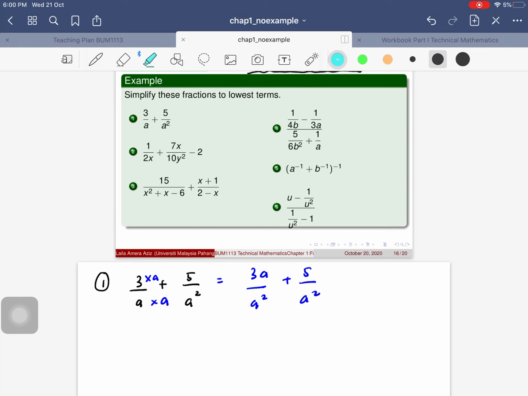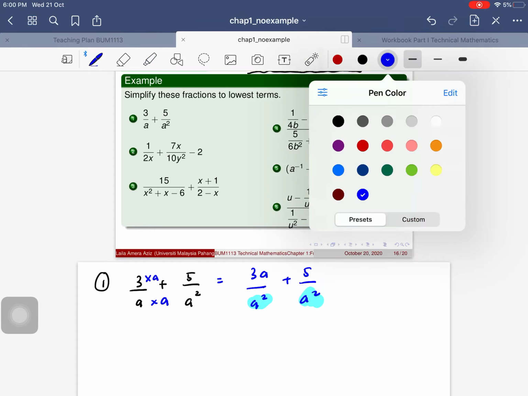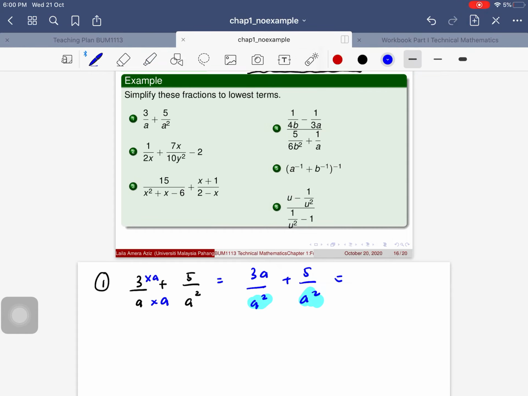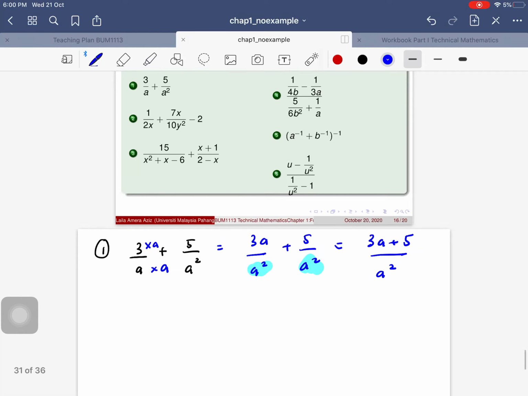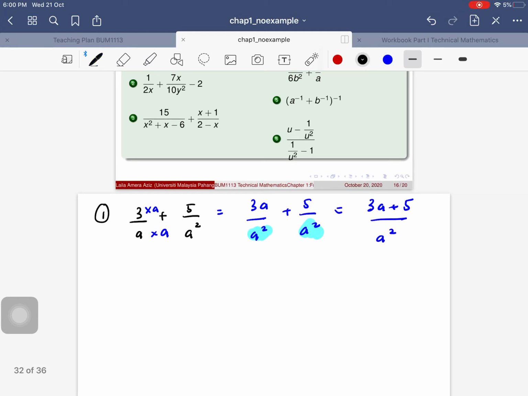Now that the denominator is the same, only then can I perform the plus operation. So I can write that this is going to equal (3a + 5) over a squared. Remember, only when they have the same denominator can we add or subtract. And it only applies for addition and subtraction. For multiplication and division, it doesn't matter.